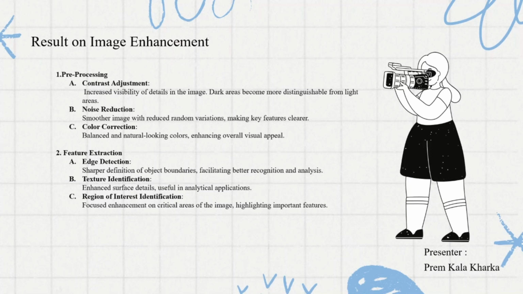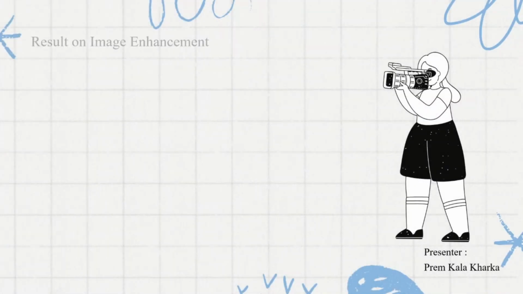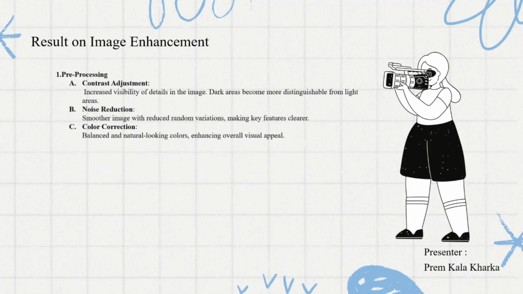Next is noise reduction. This results in a smoother image with fewer random variations. This makes key features more clear by eliminating graininess and other unwanted artifacts. This is vital for applications requiring high precision such as photonic analysis and scientific research.